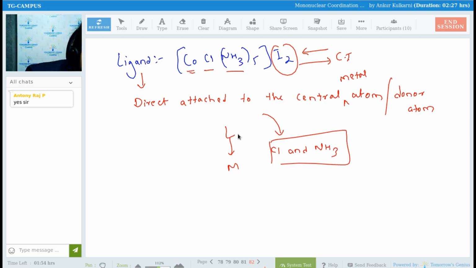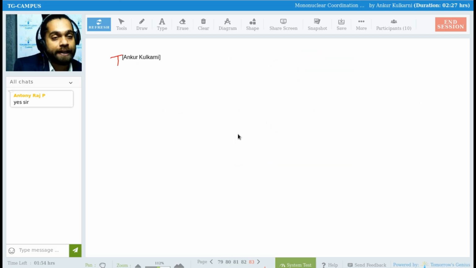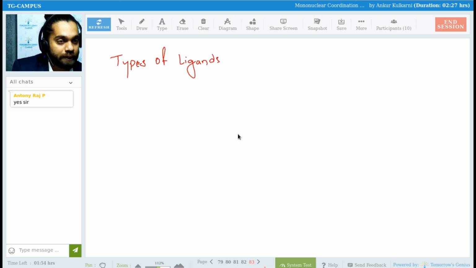Now, with respect to ligands, there are various types of ligands. We are attaching ligands to the central metal atom. So give the heading, everyone: Types of ligands.